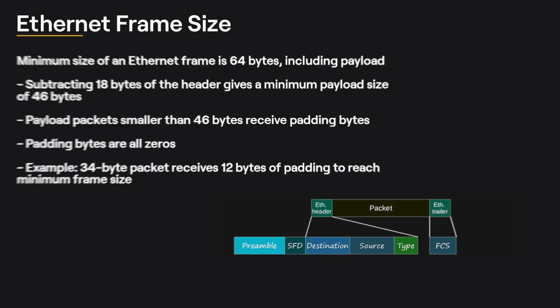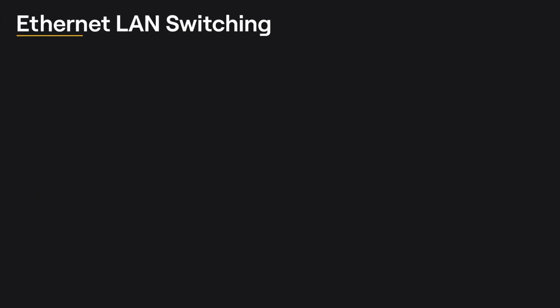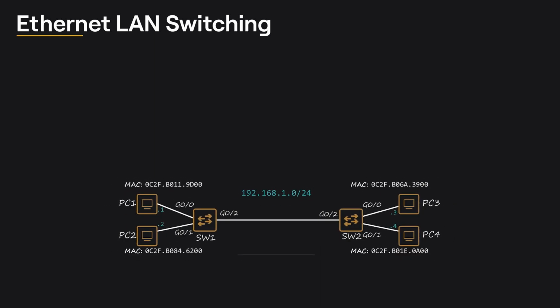Now that we have refreshed our memory about Ethernet frames, let's move on to the main topics for today's video. Here is the same small network topology we saw in the previous video. Before we proceed, there are a couple of changes in this network. Firstly, I have upgraded the interfaces from Fast Ethernet to Gigabit Ethernet, hence the G0/0, G0/1, and G0/2 labels on each switch. Secondly, take a look at the MAC addresses.